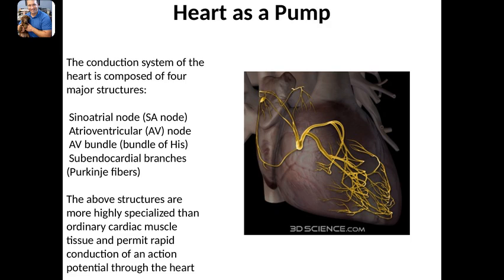The SA node is where it all begins. The atrioventricular node is the next stop. And then finally there's something called the bundle of His, and then all these little fibers that are embedded into the myocardium, especially in the ventricles. Those are called the subendocardial branches, otherwise known as the Purkinje fibers.